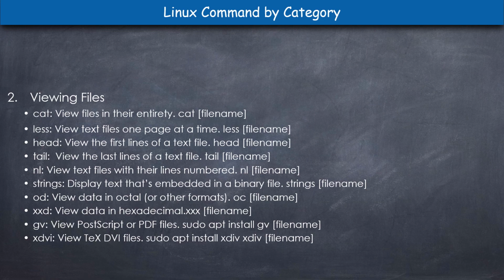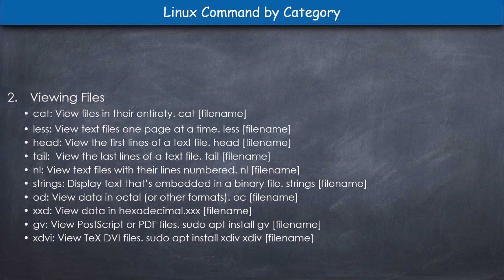Then we have strings, which displays the text that is embedded in a binary file. If you have a binary file and you just cat it, it will display garbage values and all. So if you want to see the strings of that, you can use strings and the file name.